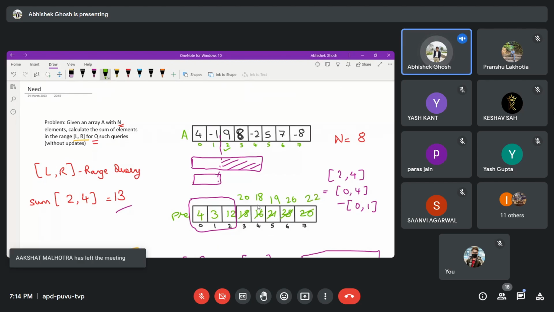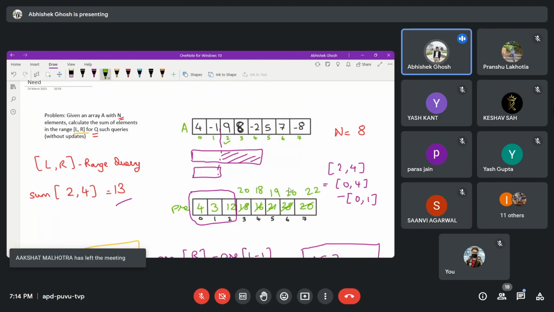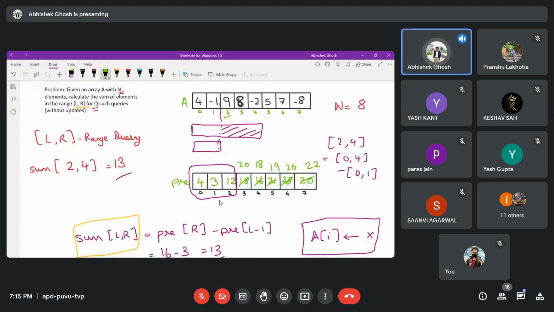So 18 will change to 20, 16 will change to 18, 21 to 19, 28 to 26, 20 to 22. So in the worst case, if I need to make a change at the starting of the index, like 0, 1 or the initial indices, then I need to make changes right till the end. So in the worst case, this is order of n operations.